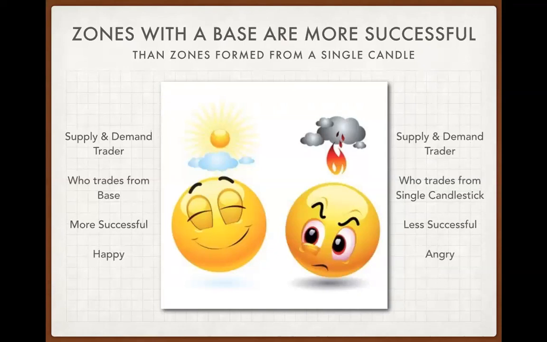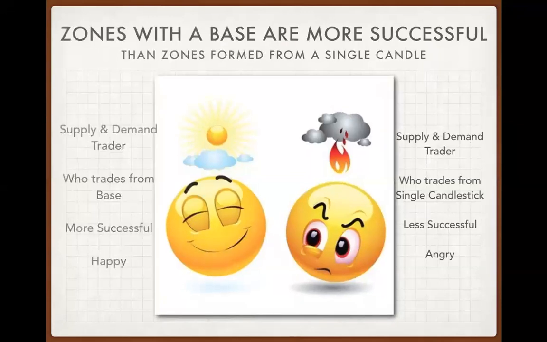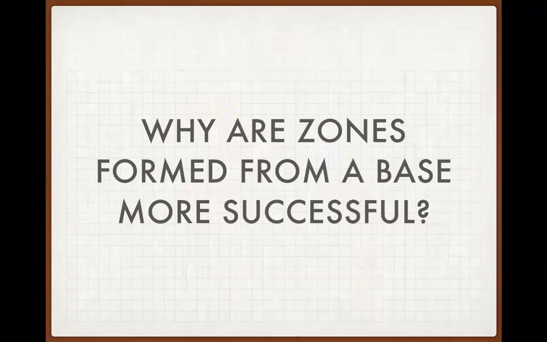There is no strength test in zones. I don't care if it comes from a single candlestick or from a base. A supply zone or a demand zone is just that, a supply zone or a demand zone. They're both equally valid. They're both equally strong, I guess, if you want to use that word. Where the difference comes in, there's the question: why are zones formed from a base more successful?